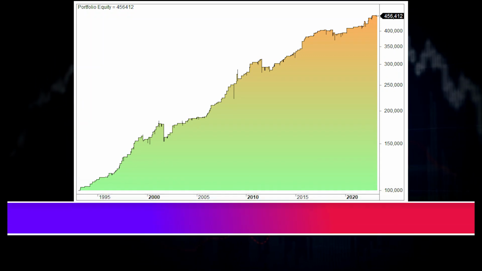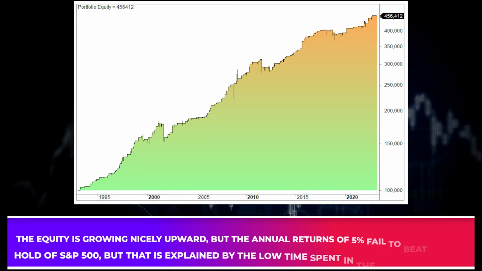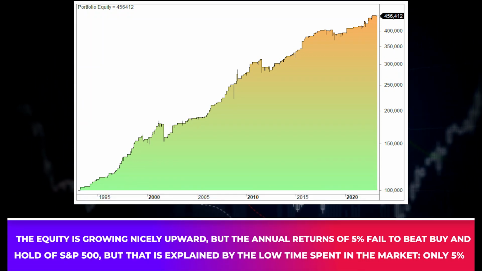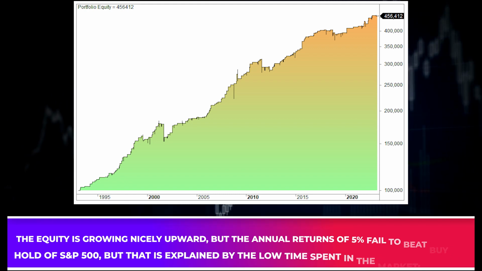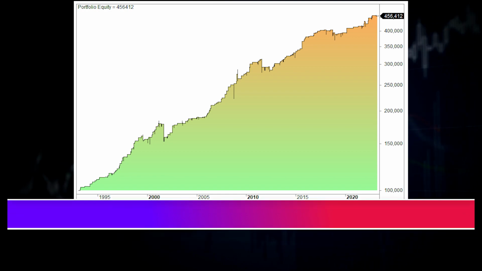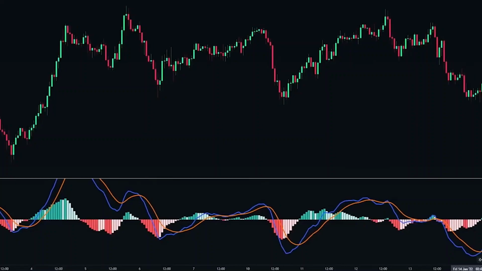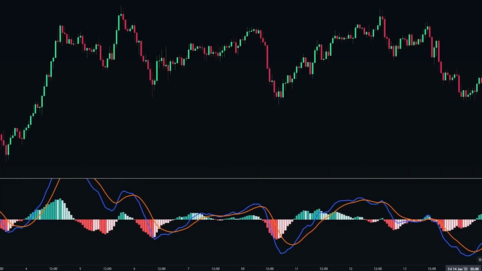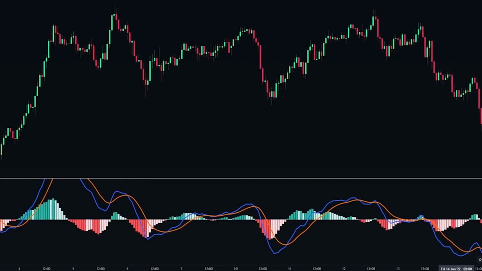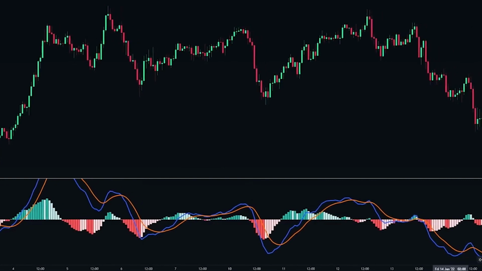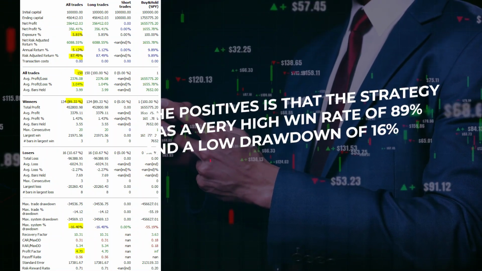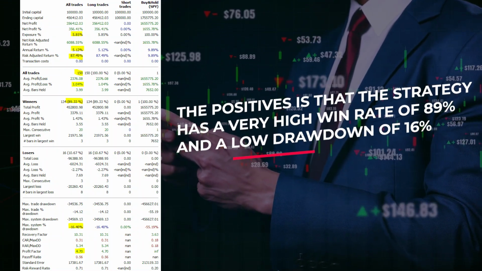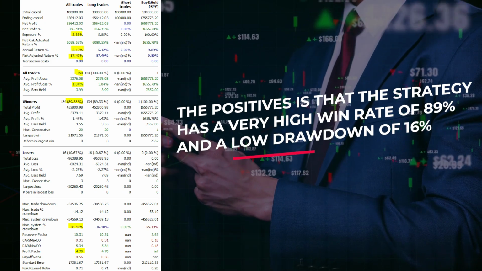The equity is growing nicely upward, but the annual returns of 5% fail to beat the buy and hold of the S&P 500, but that is explained by the low time spent in the market, only 5%. Considering this, we believe the strategy is decent because the low investment time frees up time to trade other complementary strategies. The positive is that the strategy has a very high win rate of 89% and a low drawdown of 16%.